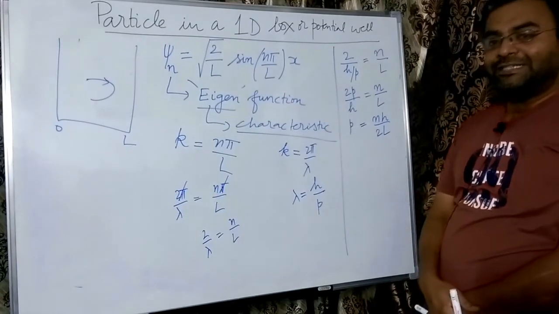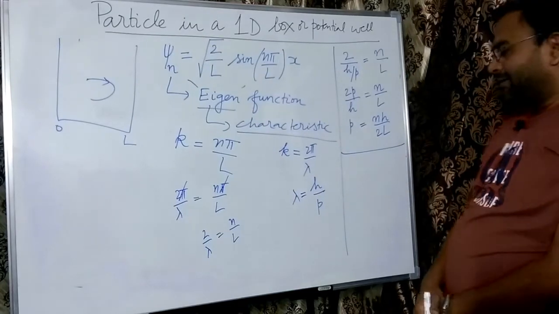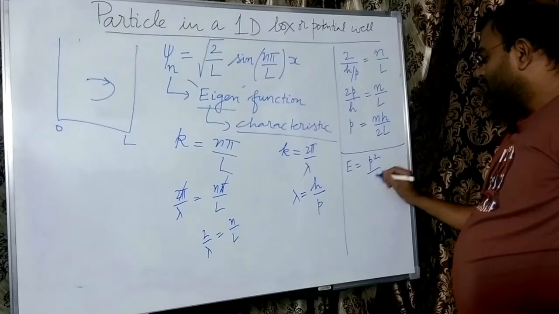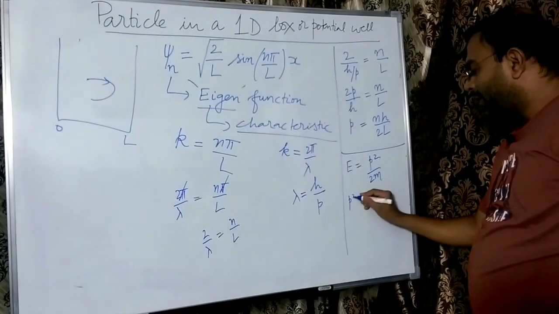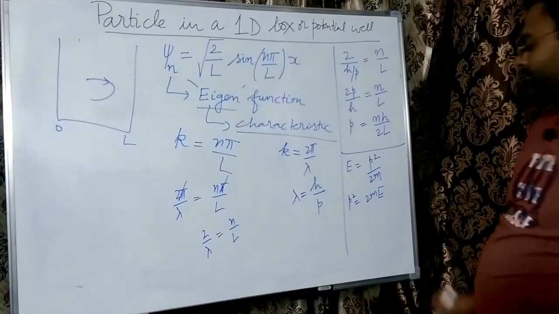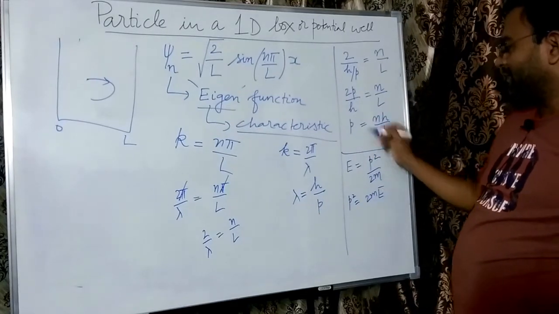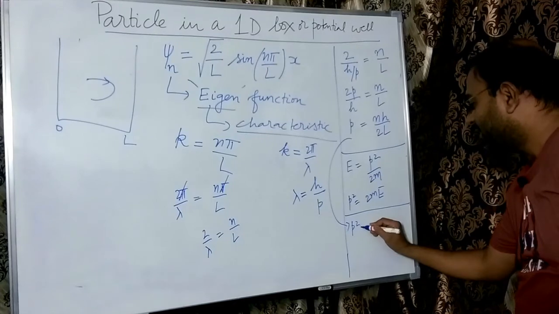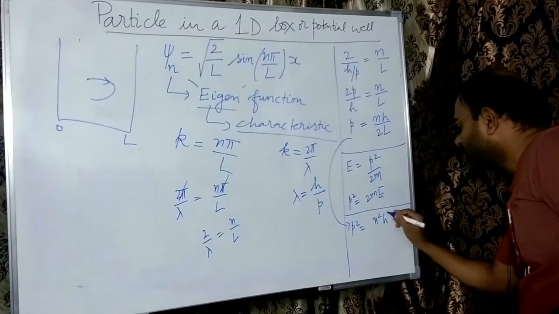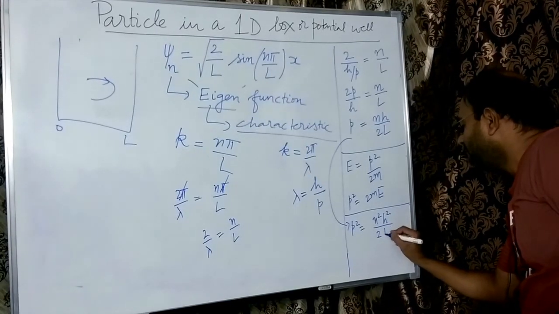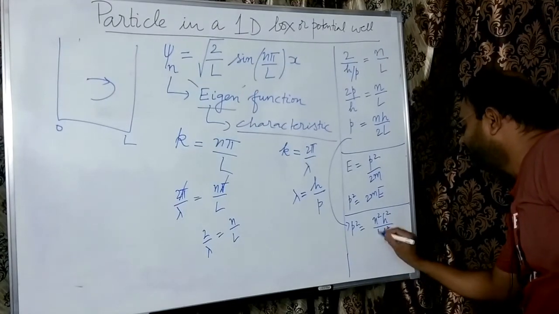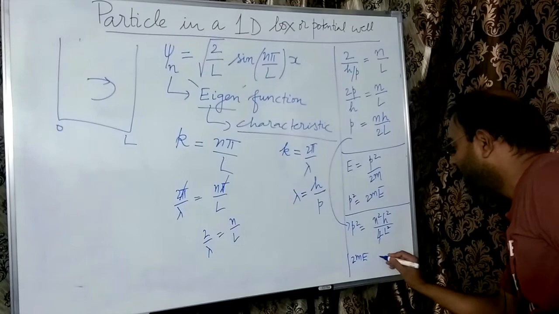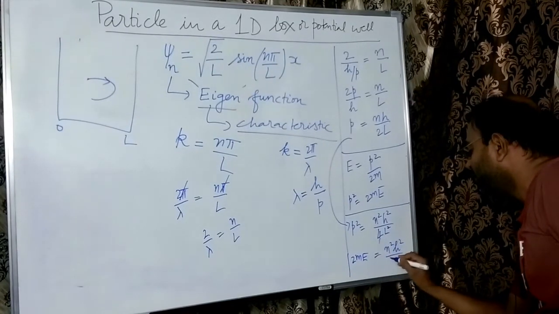Now, we need to calculate the energy. We know that for the free particle, the entire energy is kinetic energy E, and the expression for that is p square by 2m. So, p square is equal to 2m E. So, to arrive at energy, we have to substitute this here. If you square the momentum, we get p square is equal to n square h square over 4 times L squared. Now you substitute 2mE on the left hand side, you get n square h square over 4 L squared.